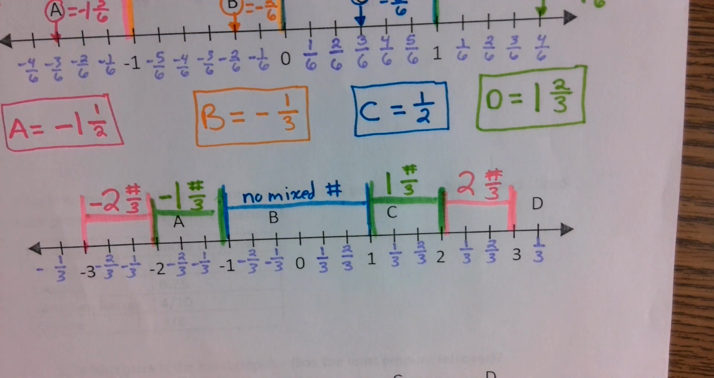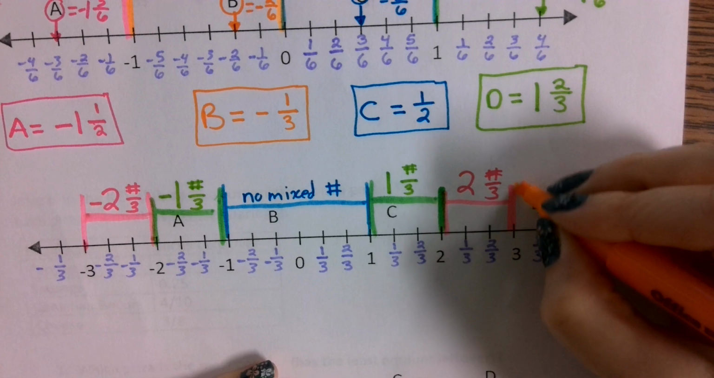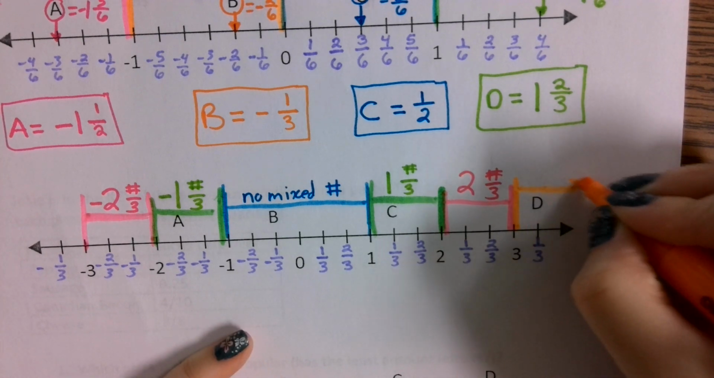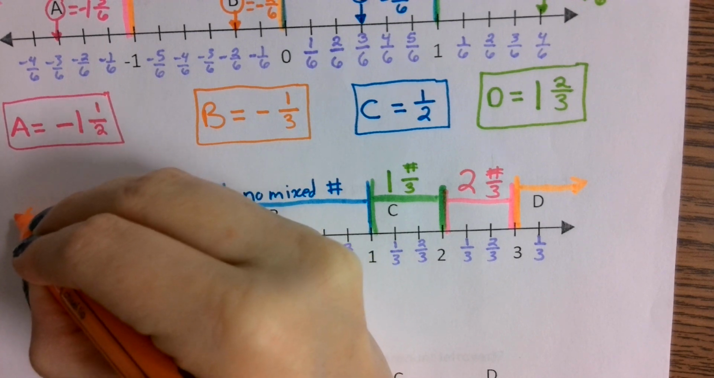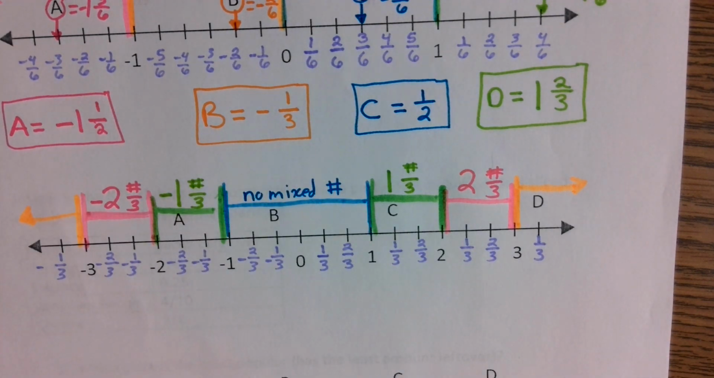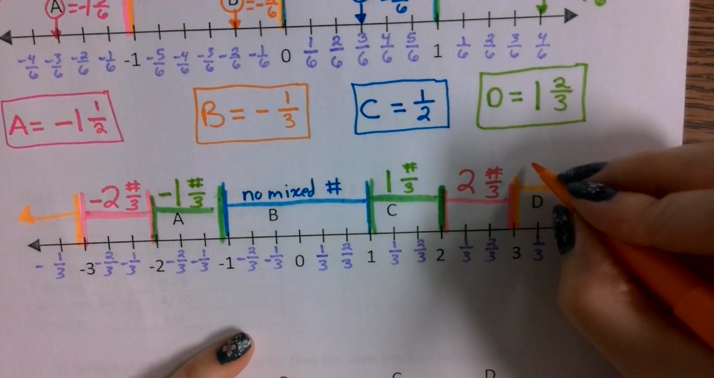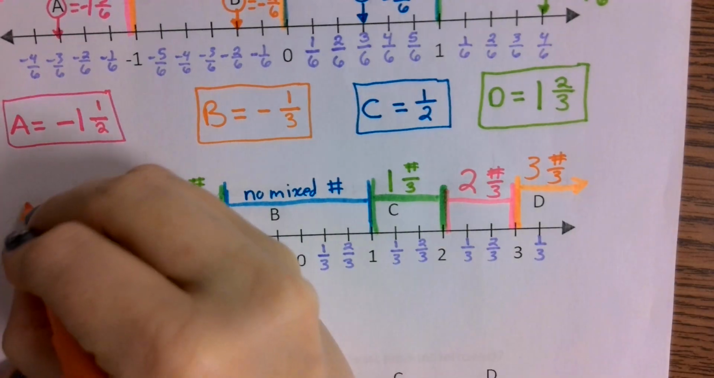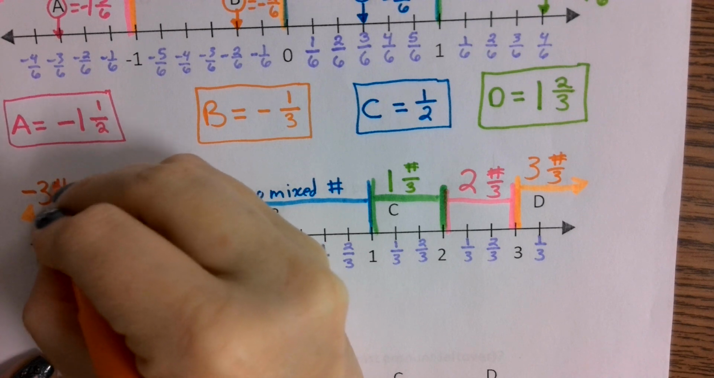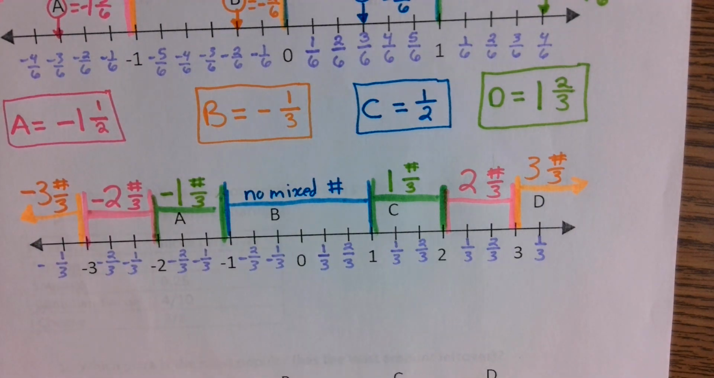Anything beyond that, now that we're at the 3 mark, if we go beyond that, that's now going to have a whole number of what? 3. Okay, so these are all going to have whole numbers of 3 and some fraction over 3. Or negative 3 and some fraction over 3. So you're just splitting them up into little sections here.